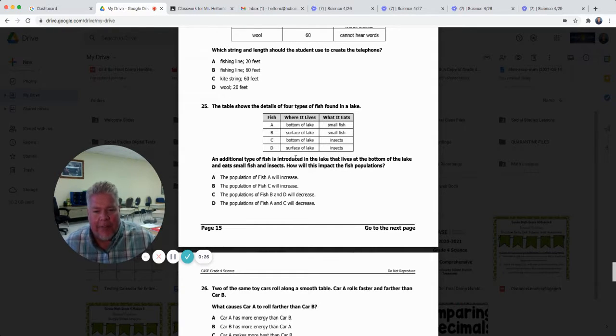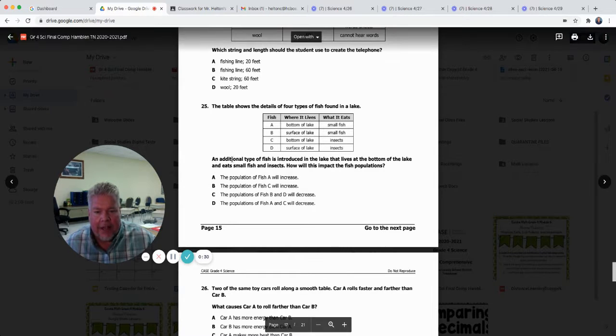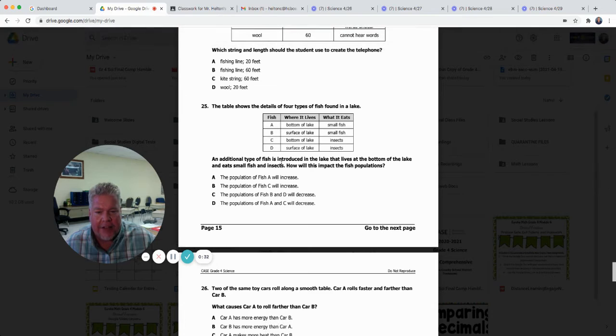An additional type of fish is introduced in the lake that lives at the bottom of the lake and eats small fish and insects. How will this impact the fish population? So we're putting it at the bottom of the lake and it eats small fish and insects. So A and C is who it's going to be competing with, right? Because they also live at the bottom of the lake. A eats small fish and C eats insects. So we're looking for something that includes both A and C. That's answer D.